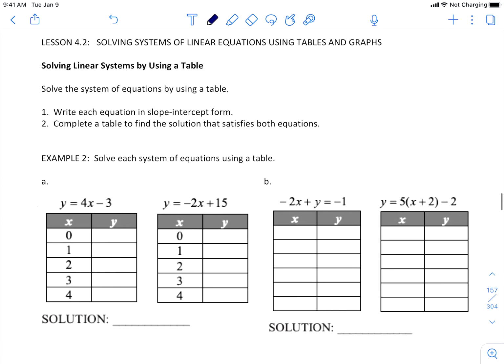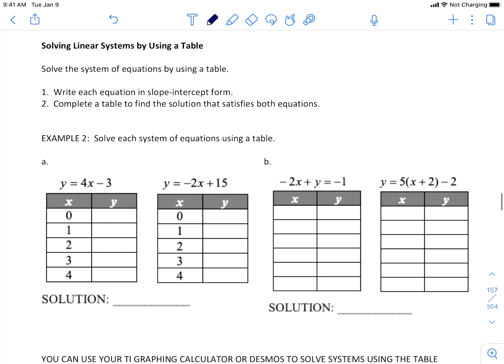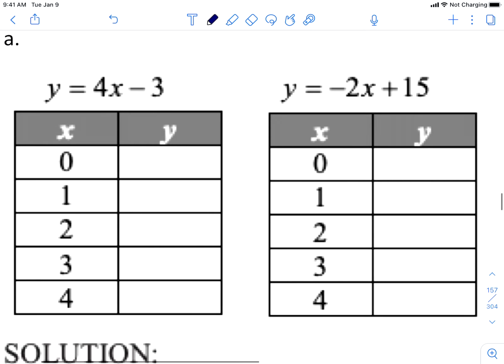So first we're going to look at solving using a table. So we're going to write each equation in slope-intercept form and then complete a table to find a solution that satisfies both equations. So solve each system of equations using a table. For A, both of these are already in slope-intercept form, so we can plug in the x value to find the y. So for the first one, if I do 4 times 0 minus 3, that's going to give us 0 minus 3, which is negative 3.